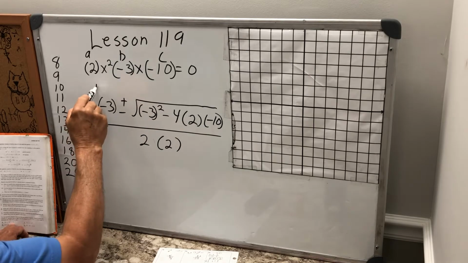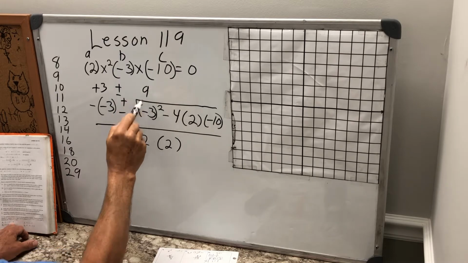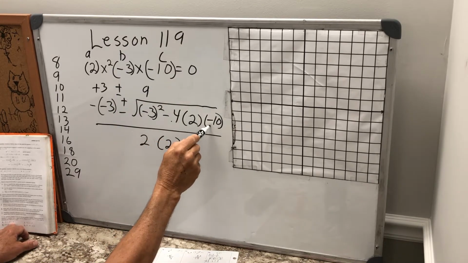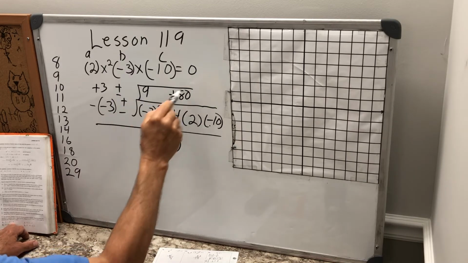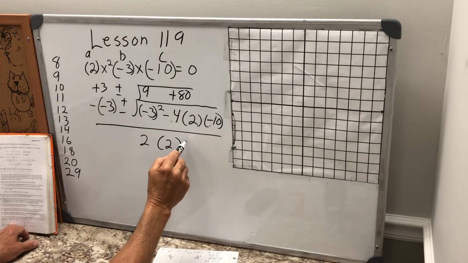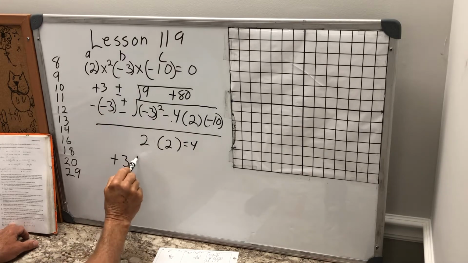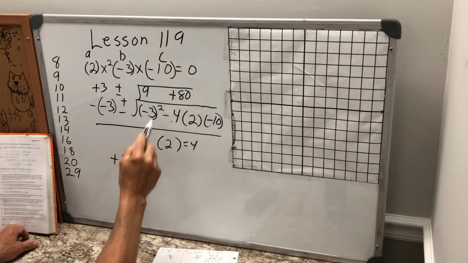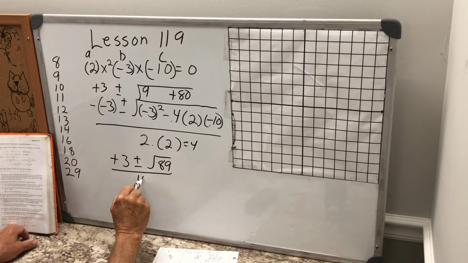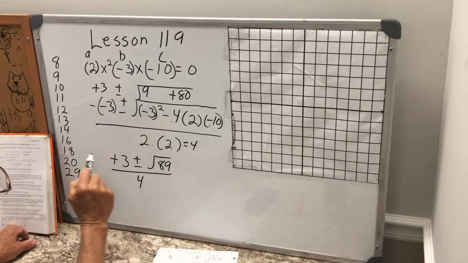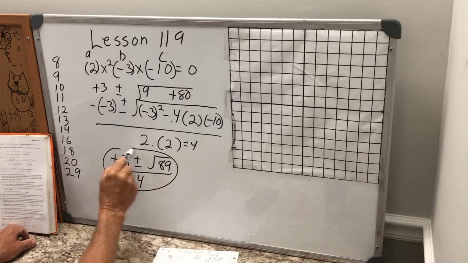The opposite of negative 3 is a positive 3, plus or minus. Negative 3 times negative 3 is 9. Negative 4 times 2 times negative 10 is positive 80. So really, here's what we have. I'll rewrite it now, and 2 times 2 is 4. I'm going to rewrite this like this. Positive 3 plus or minus the square root of 9 plus 80, which is 89, over 2 times 2 is 4. Often you can simplify the square root. In this case, we cannot. 89 cannot be simplified, so there is your answer.